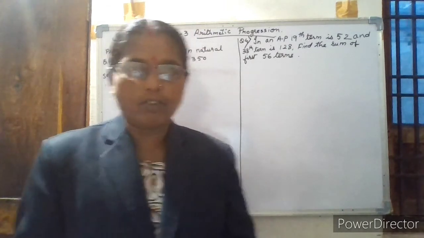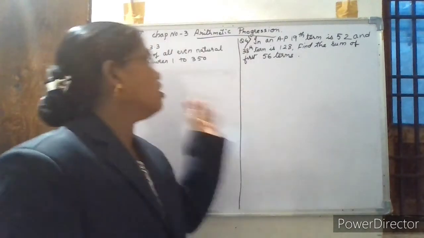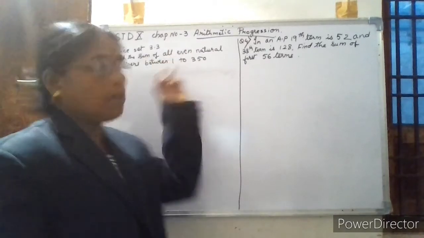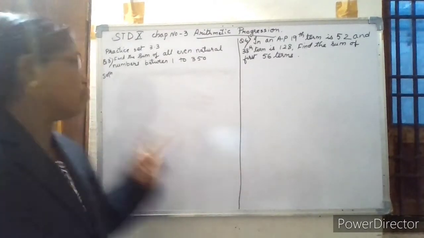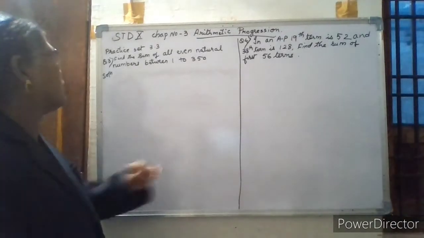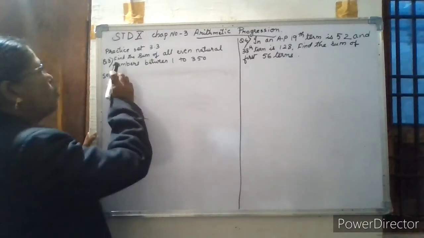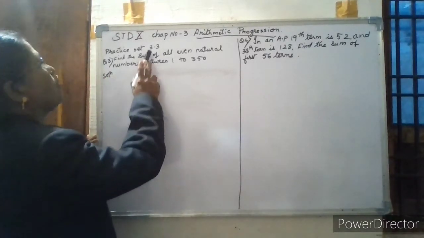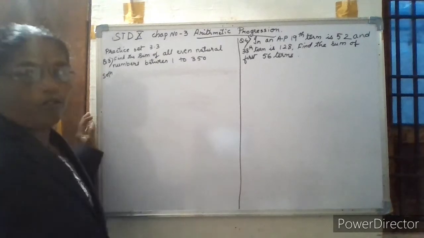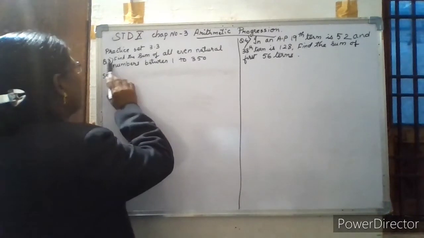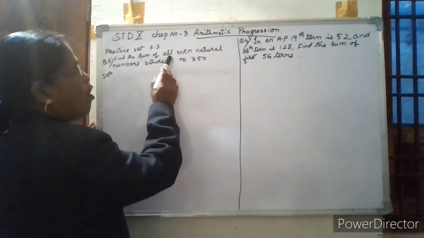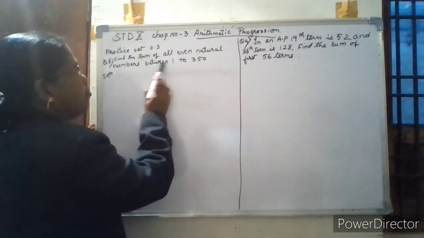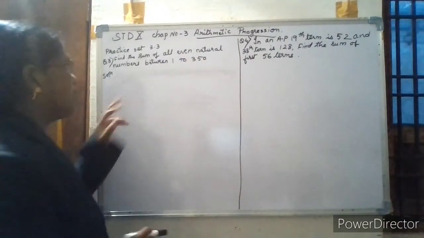Good morning, students. Today we'll start solving practice set 3.3 based on the sum of the terms of an AP. Now, see, the third question I have taken of 3.3. The first two you have to solve. The third question is: find the sum of all even natural numbers between 1 and 350.